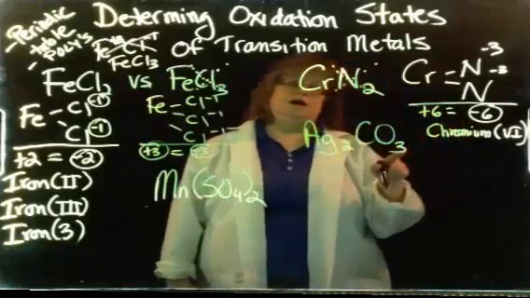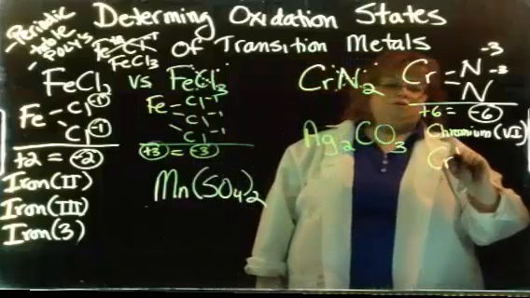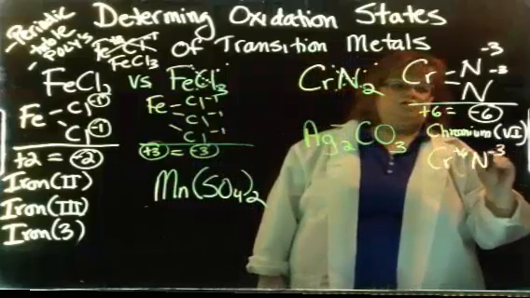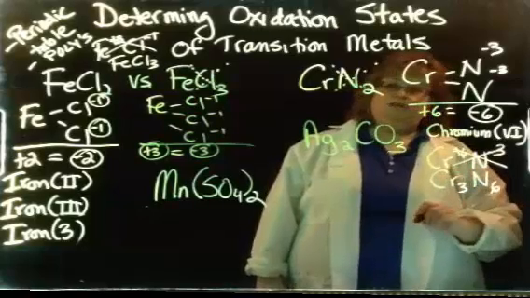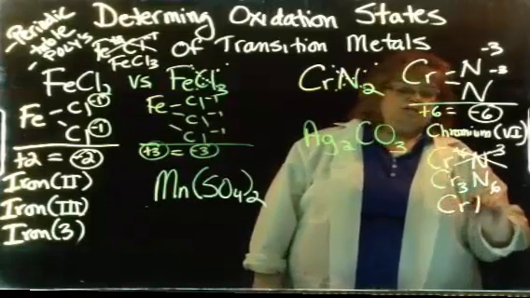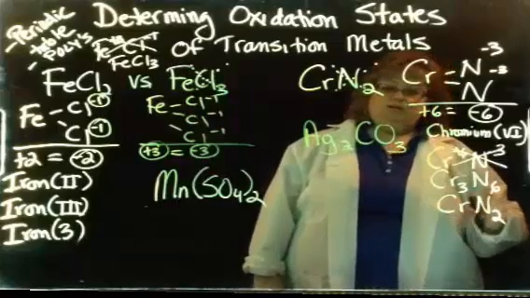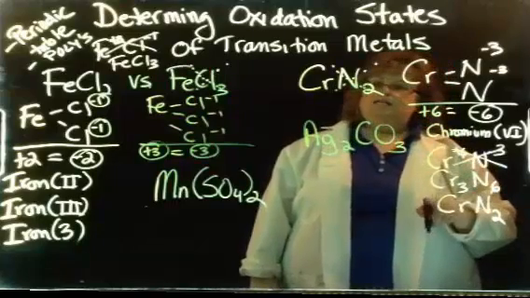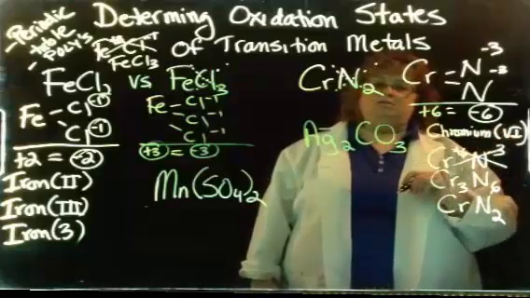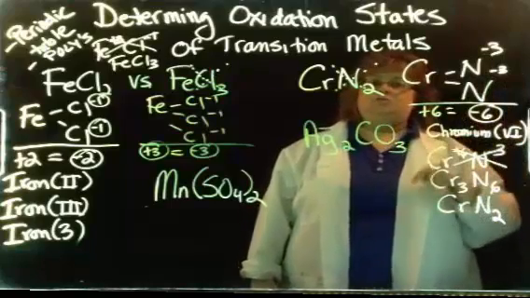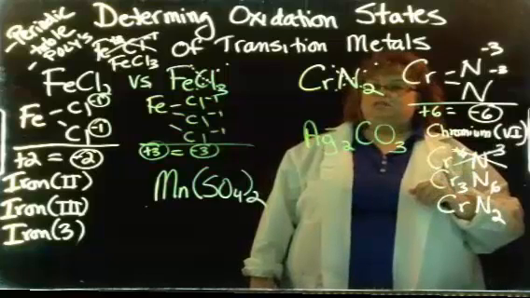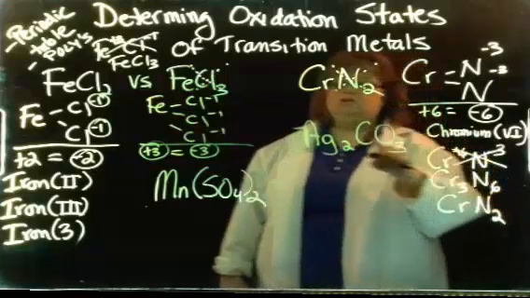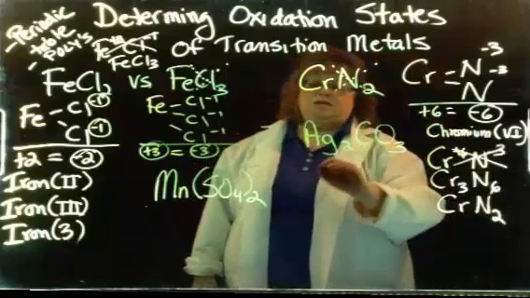Now the reason why it happened was that when chromium was a +6 and nitrogen was a -3, and we crossed those down in a crisscross fashion, we reduced it to CrN2. So that extra step is kind of hidden in there when you're trying to determine the oxidation states. That's why drawing things out is a sure way of determining what that oxidation state is. Okay? Let's take a look at the silver carbonate compound.